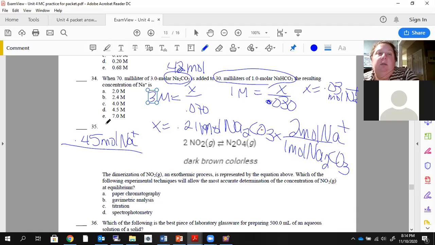And that's in a total volume of 70 plus 30, which is 100 milliliters, so 0.1 liter. So that gives me 0.45 molar. You've got to be really careful whether they're asking you about concentrations of a specific chemical or whether they're talking about concentrations of a specific ion.